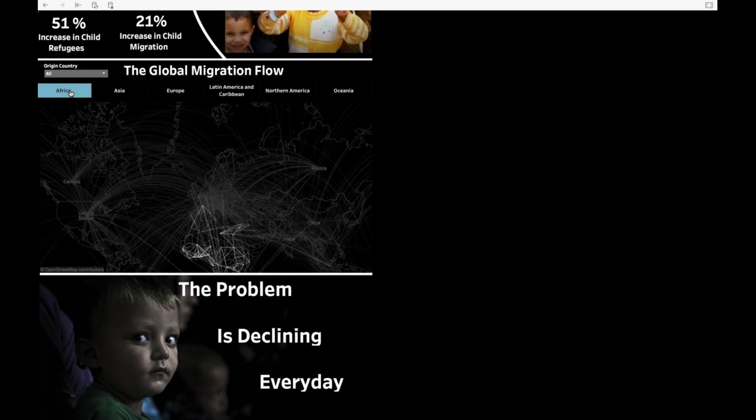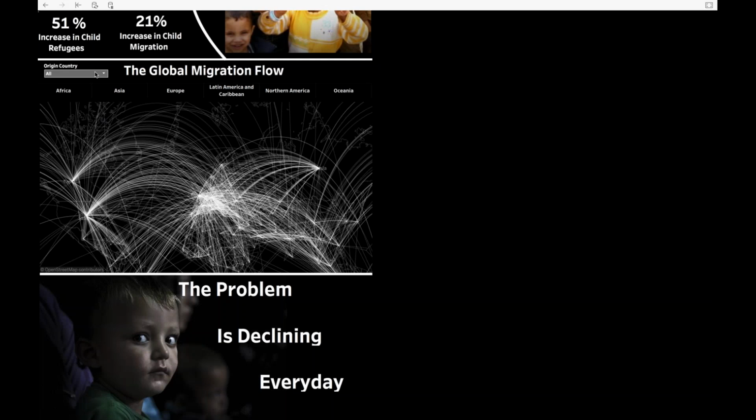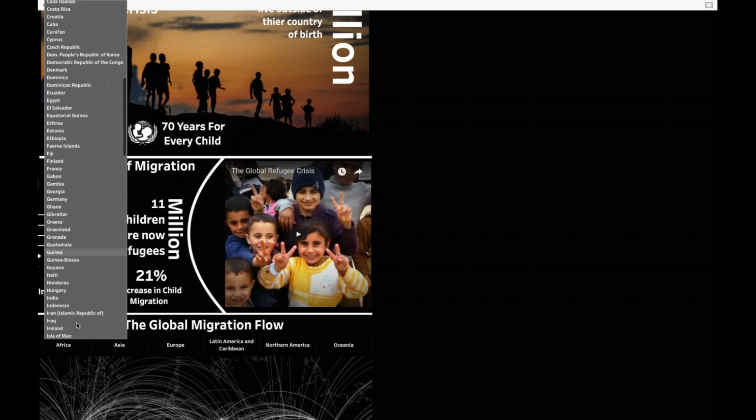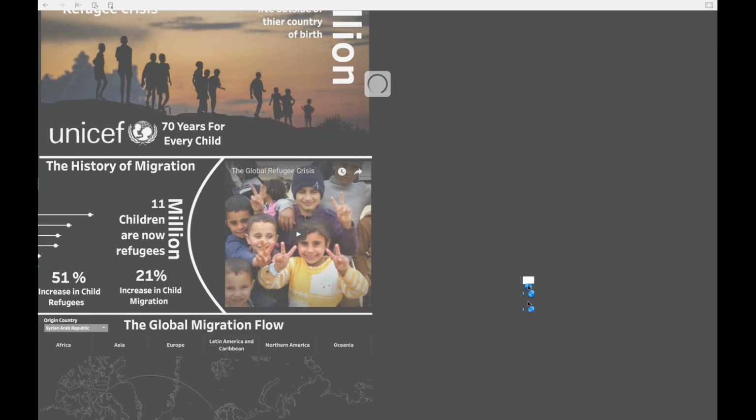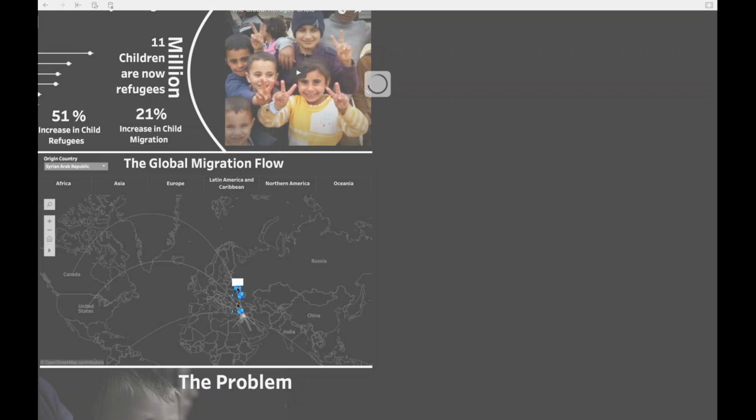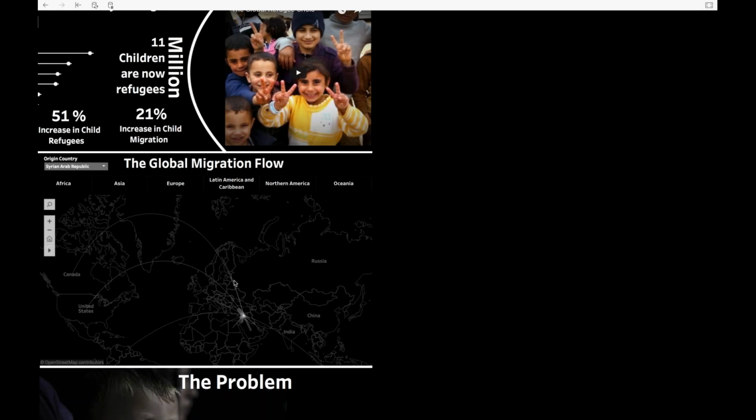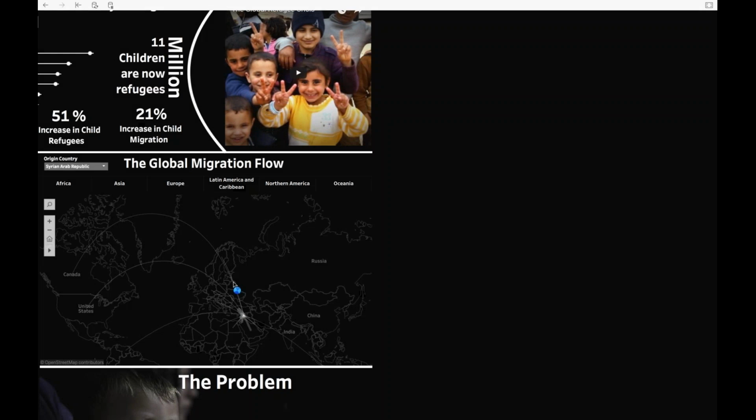Okay. And then you click out of that, and you have the option to go to a specific country. So what if we pick Syria? Yeah, that's wise. So if you hover over, if you select one, it should tell you the migration flow between the two countries. Okay.